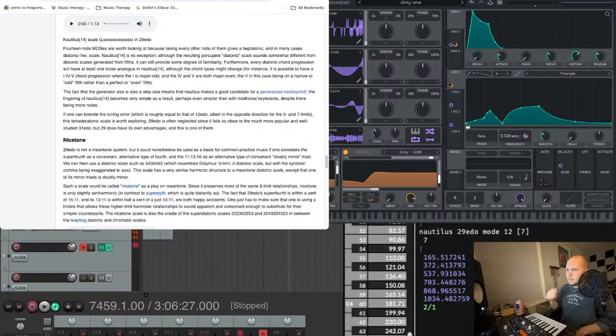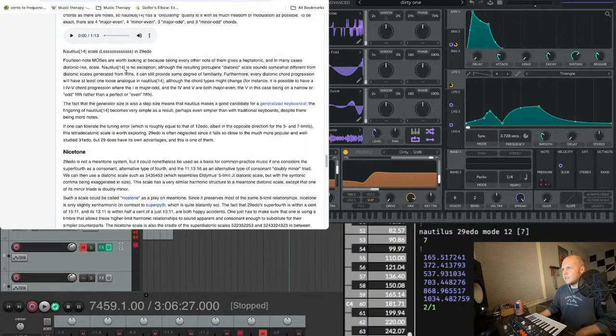Basically, it's a microtonal scale, and the main tuning is 29 equal divisions of the octave. So instead of splitting the octave into 12 notes like you would see on a keyboard normally, in 29 you split it into 29 little tiny slivers. And since that's a lot of notes, I narrowed it down to this Nautilus scale, which you can see right here on the Zen Harmonic wiki.